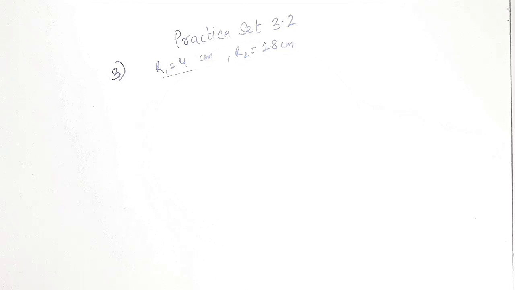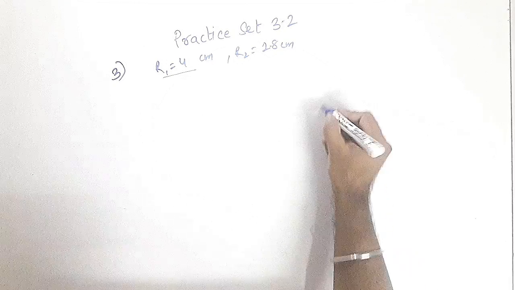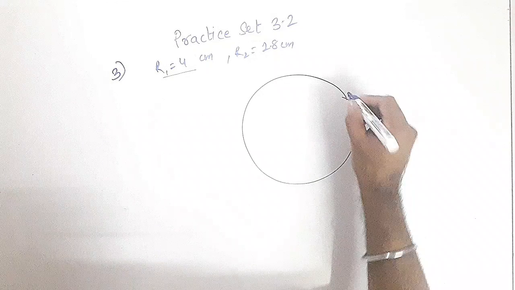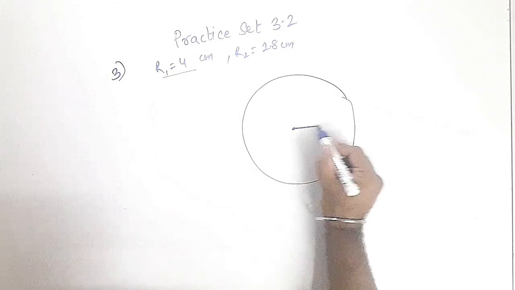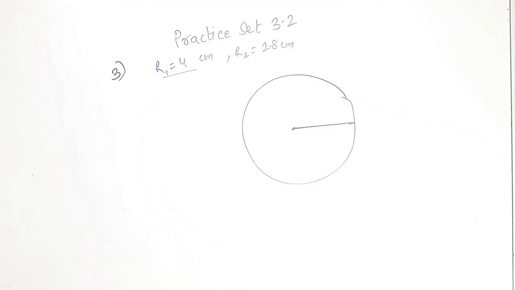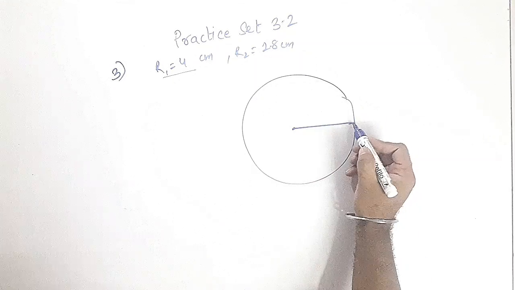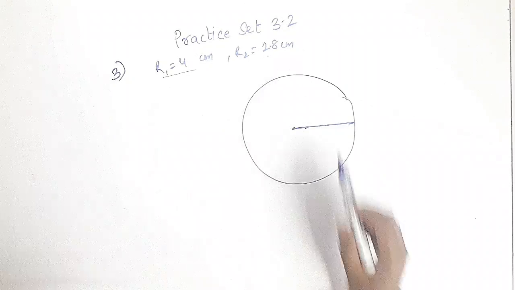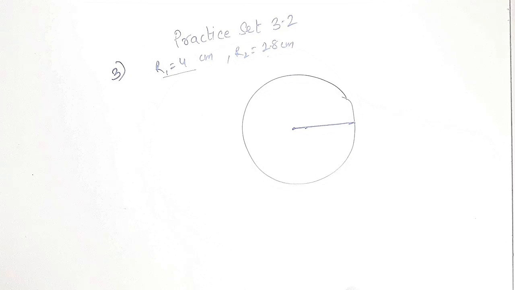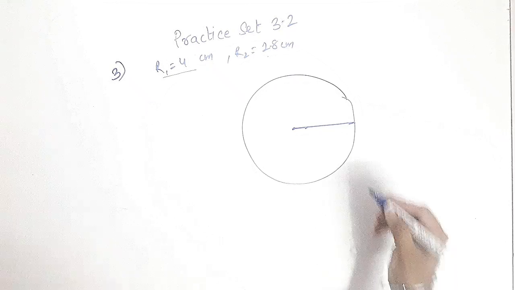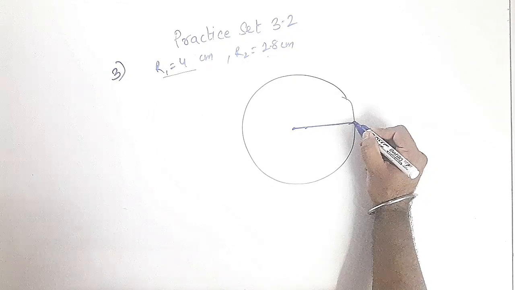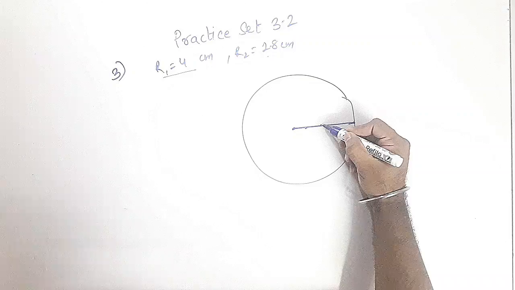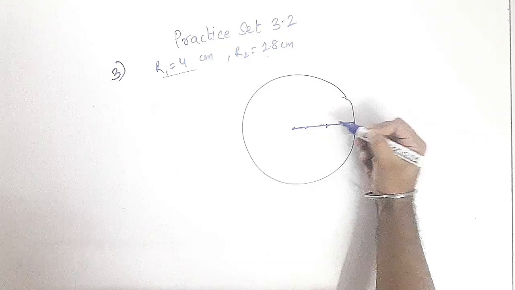Internally touching circles, as you can see, first I'll draw a circle of radius 4 centimeter. Now you know we have to draw internally touching circles, so here I will see the radius of the second circle, it is 2.8 centimeter. So what I'll do, from here I'll mark the center taking a compass. You will mark, this is suppose 2.8 centimeter.